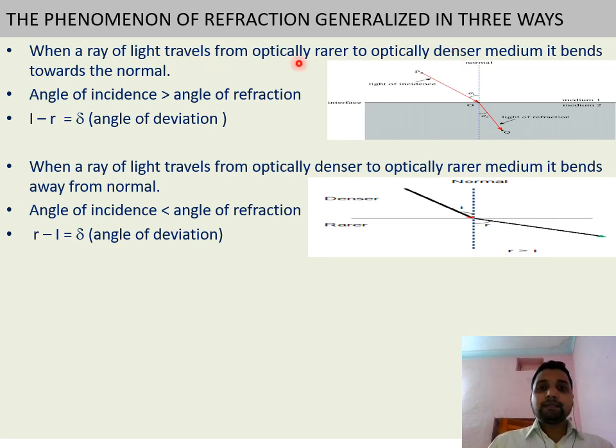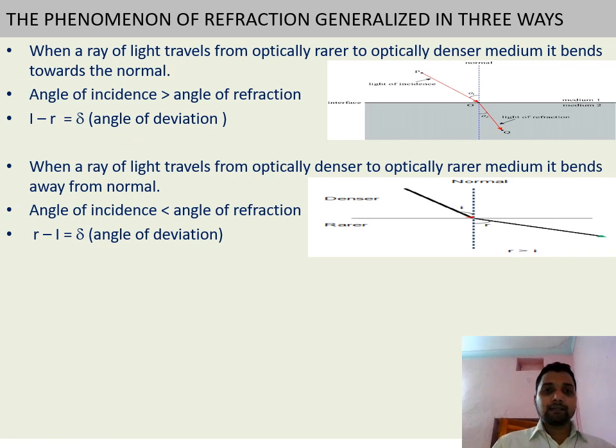So, when light is passing from a medium with more speed to less speed, or you can take air to glass, air to water, air to diamond, because in air it is a maximum speed. So, it is bending towards the normal. Means here we'll get angle of incidence more than angle of refraction. Means this angle is more, whereas angle of refraction is less. So that difference between them is the angle of deviation.